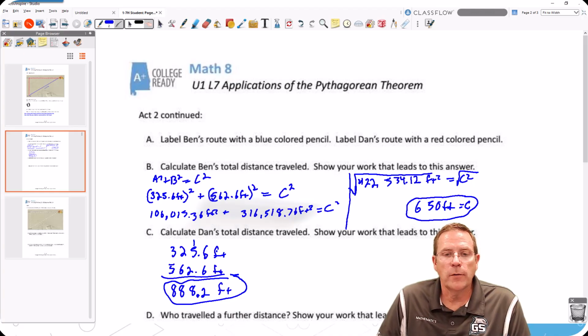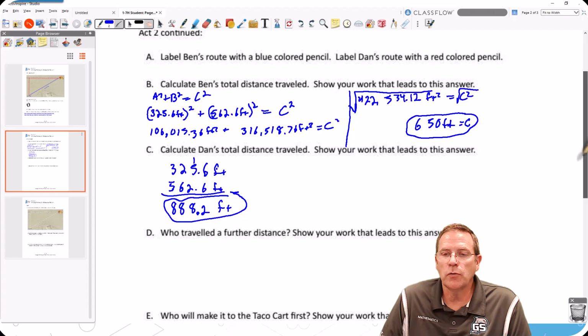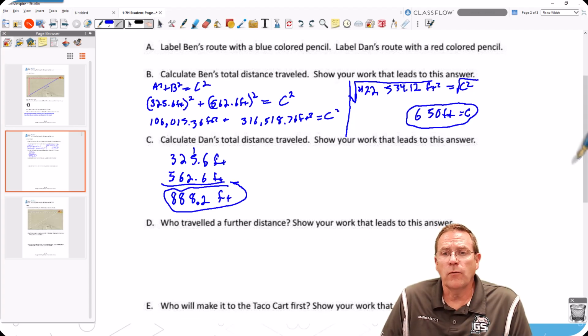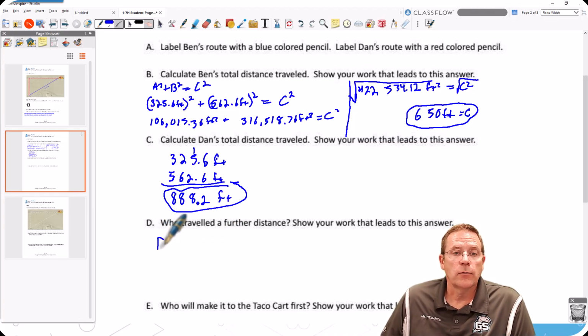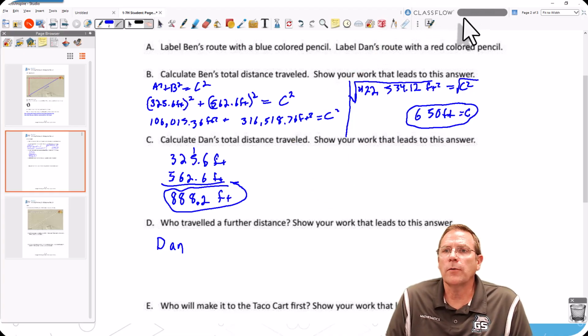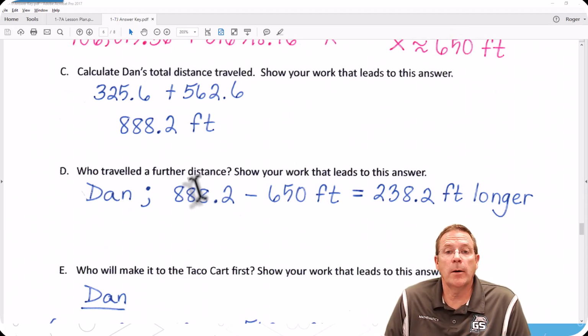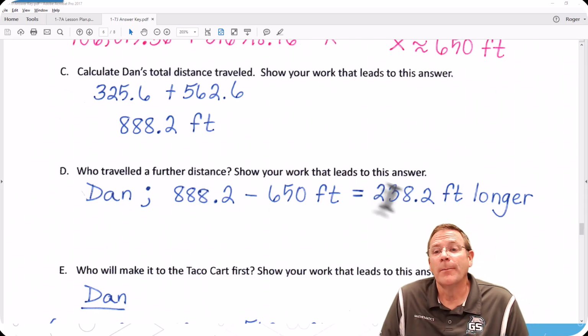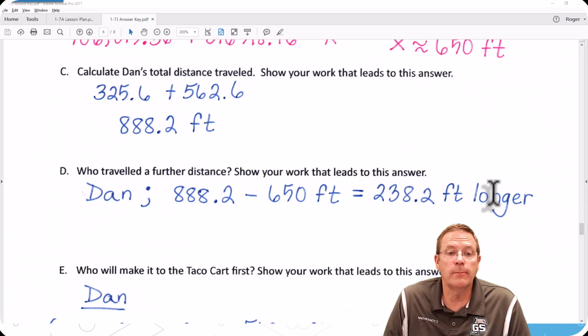Good. So now we know how far each one traveled. And the last question is, who traveled further? Show the work that leads to the answer. Well, we've already shown the work up above, and Dan traveled further. I wonder if they're wanting us to find out how much further. Jumping over and looking at the answer key, it does show that they wanted to know how much further. They didn't ask that question, but they did want to know. He traveled 238.2 feet farther than Ben traveled.